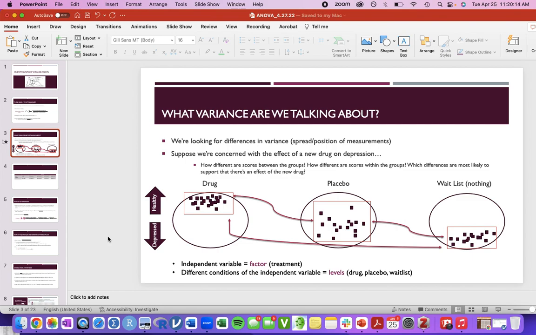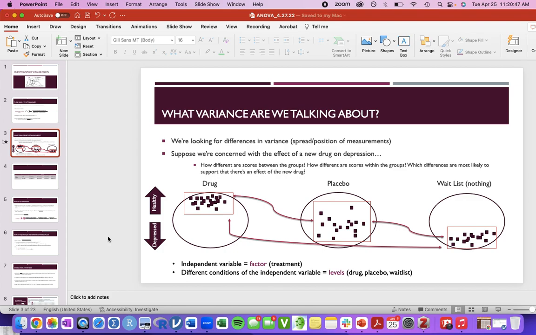So when you talk about variance, and when we set up ANOVA experiments, we have two things that we think about. We think about factors and we think about levels. So factors are essentially what it is we're actually testing. So here, the factor is treatment. Are you getting a drug as a treatment? Are you getting a placebo as a treatment? Are you getting nothing as a treatment? When we think about levels, that just refers to the different conditions. So the 3 different groups.